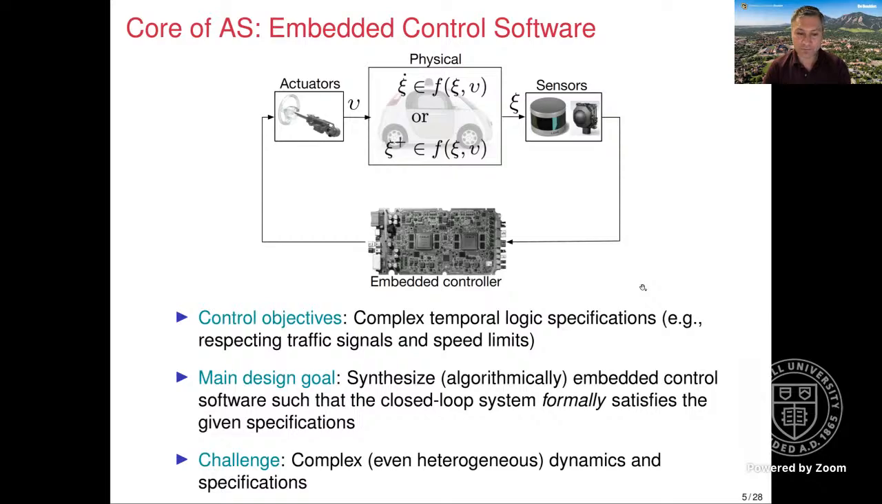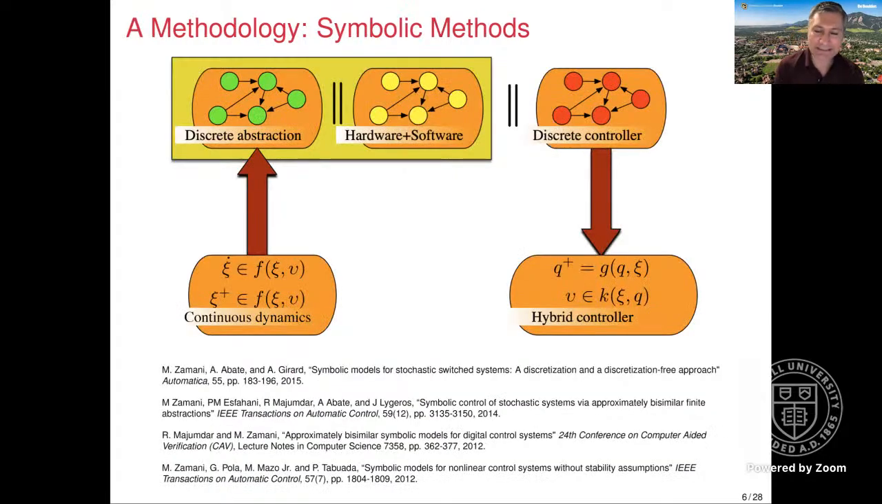So here is one way of designing control software for autonomous systems. It's called symbolic methods. Let me tell you how this symbolic method works. You're given your physics, described by continuous dynamics. What we do is come up with a discrete representation of this continuous dynamics. When I say discrete representation, it's a finite state machine. I come up with a finite state machine that describes the behavior of my continuous dynamics up to some granularity, right?